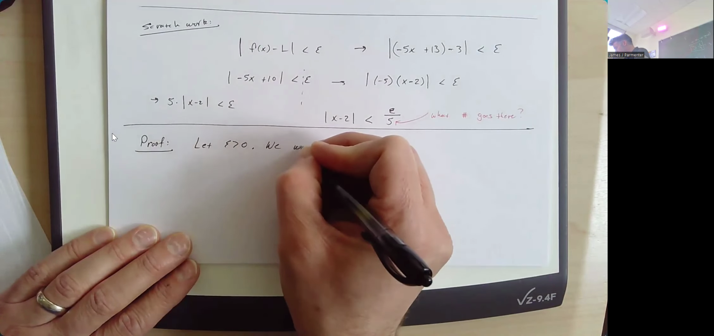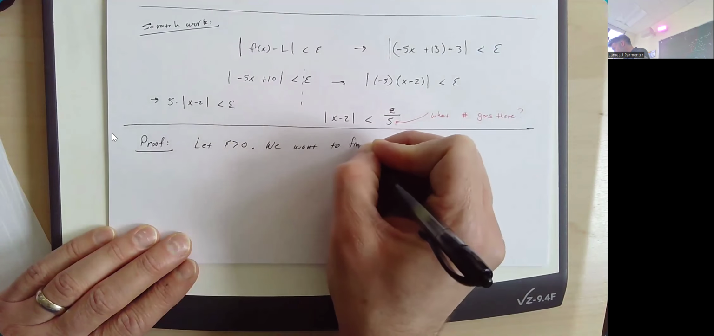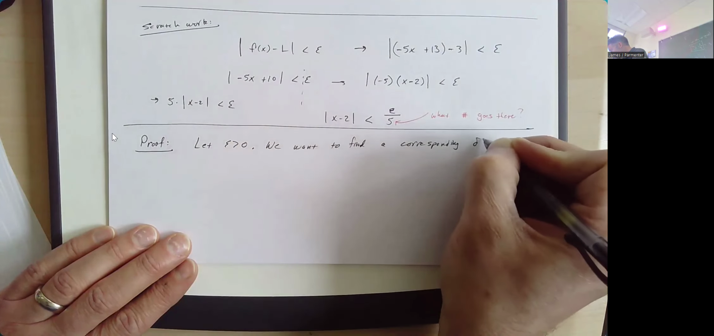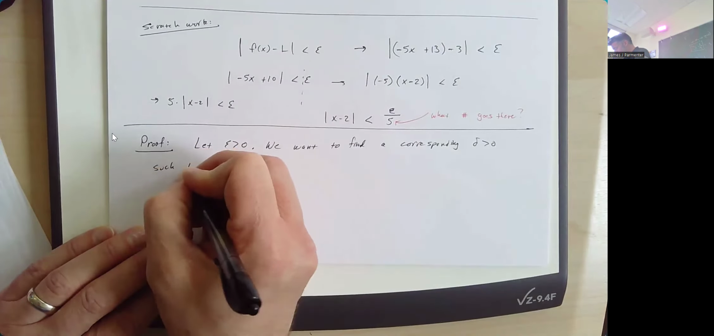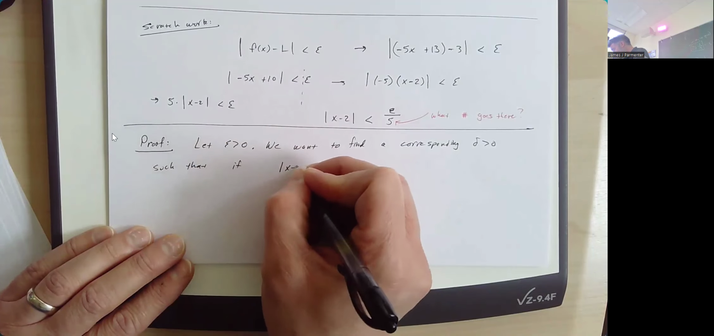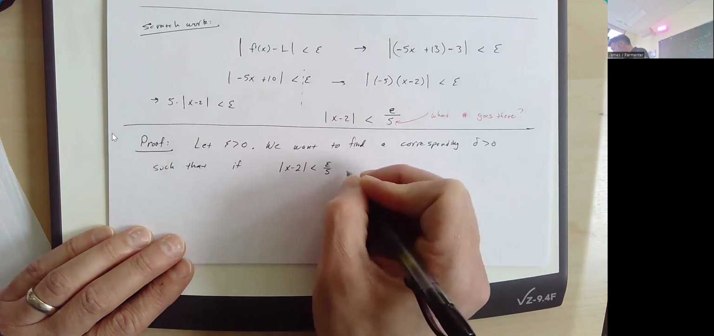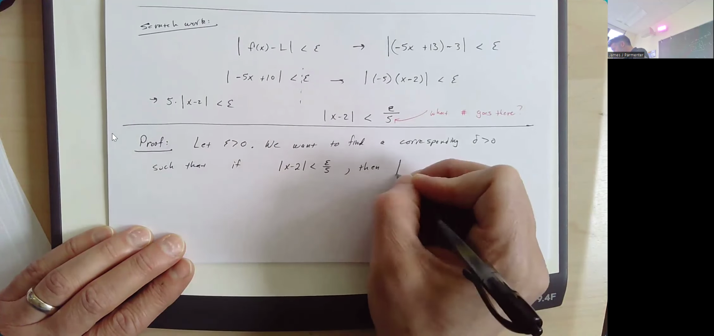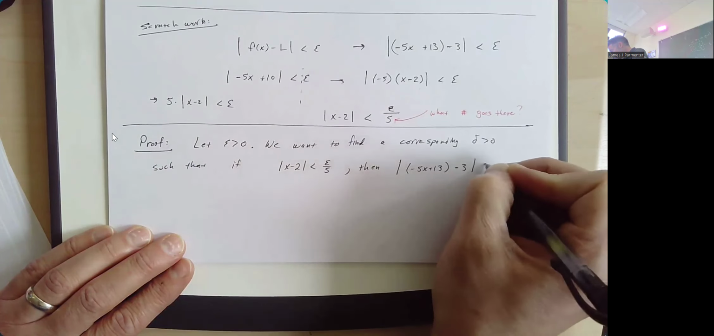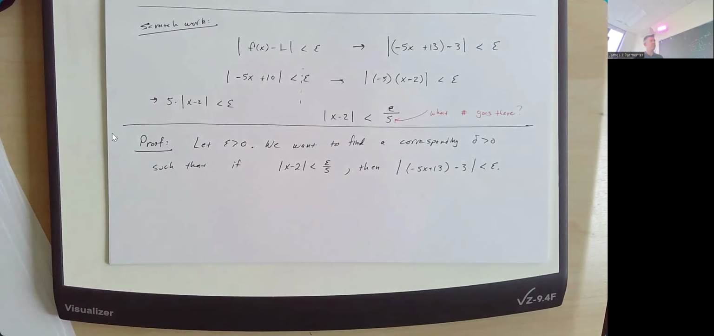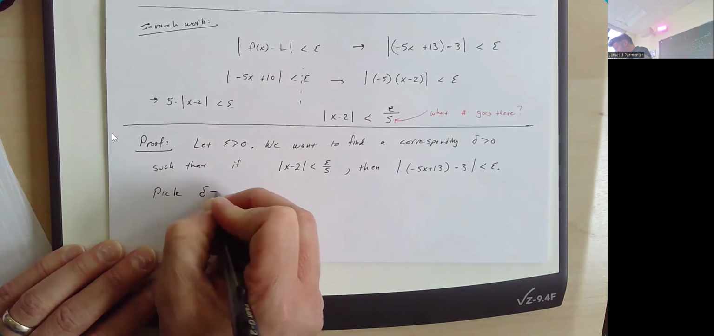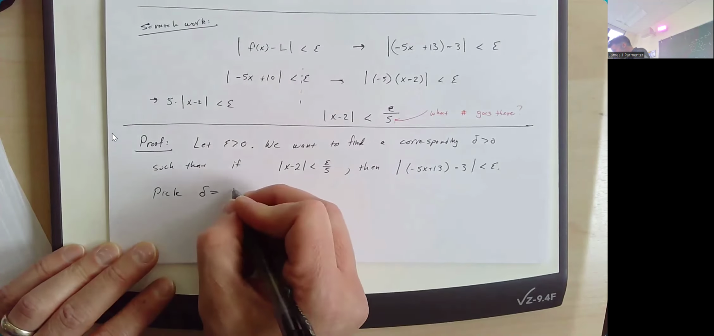We want, or I want either way, to find a corresponding delta also greater than 0, such that if the absolute value of x minus 2 is less than epsilon over 5, then the absolute value of negative 5x plus 13 minus 3 is less than epsilon. Again, like before, pick delta equal to the thing that we found we wanted to be equal to, epsilon over 5.